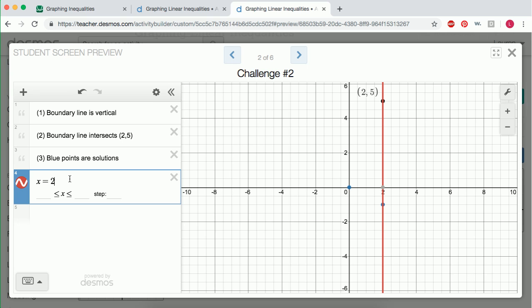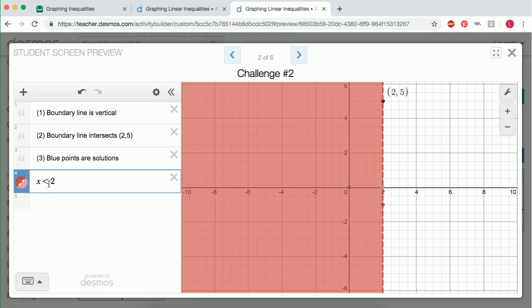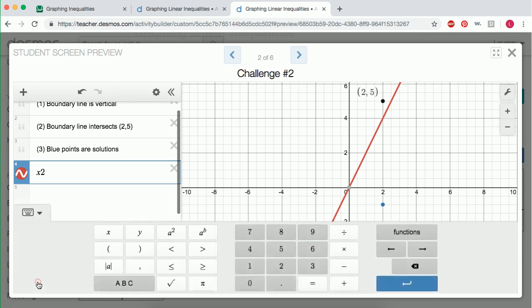So just as we did before, we can see that one of the blue points, the point on the origin, is to the left of the line x equals 2. So we want our inequality to be x less than 2. However, the point on the line isn't a solution in that case, so we have to make it less than or equal to.